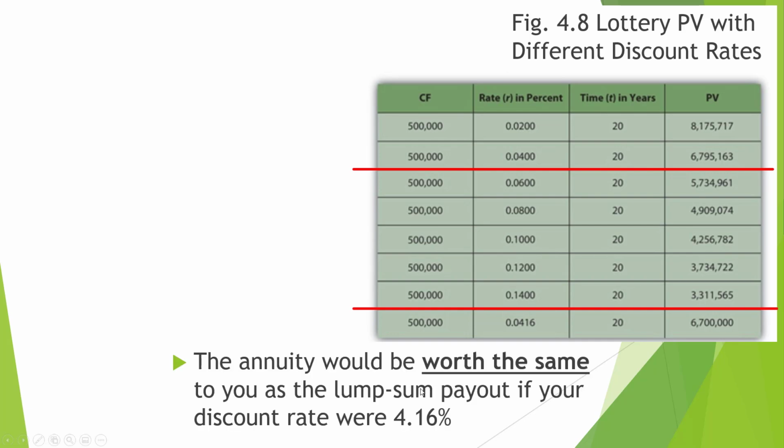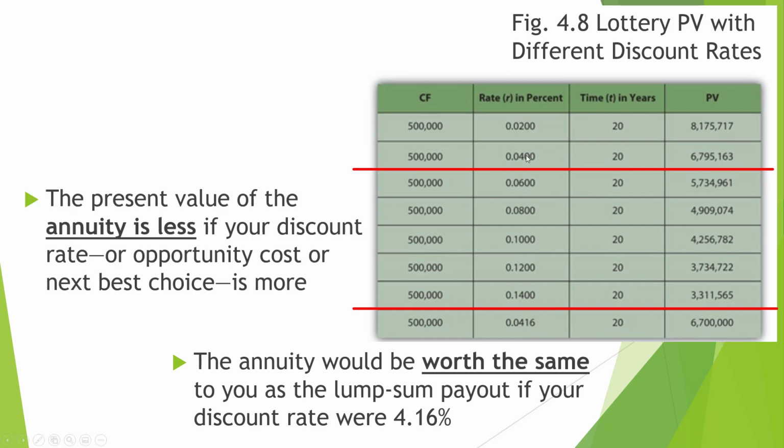As we're making our decisions or interpreting the table, what I want to point out first in this bottom row here is that the annuity would be worth the same to you as the lump sum payout if your discount rate were 4.16%. But I just want you to see that at $500,000 a year for 20 years at 4.16%, your present value is $6.7 million.